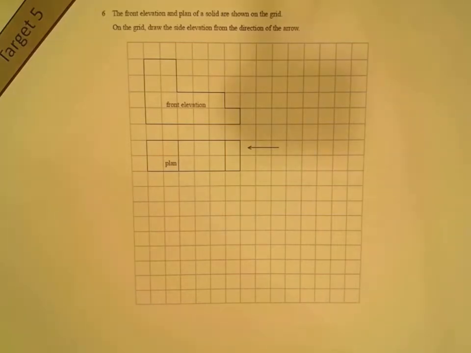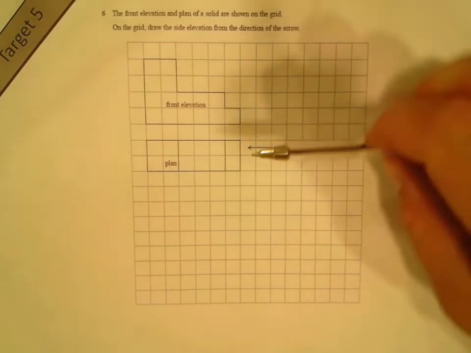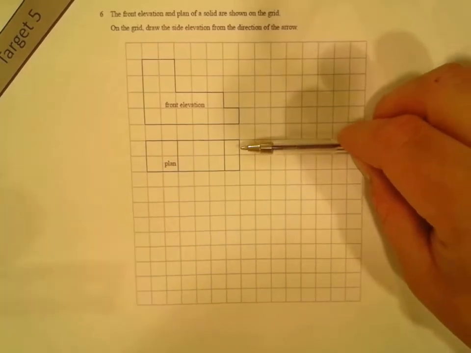Question 6. The front elevation and plan of the solid are shown in the grid. On the grid, draw the side elevation from the direction of the arrow. So my arrow is pointing at the shape from here. So this is the side I'd be drawing it from.